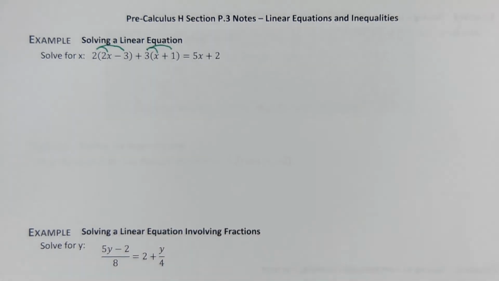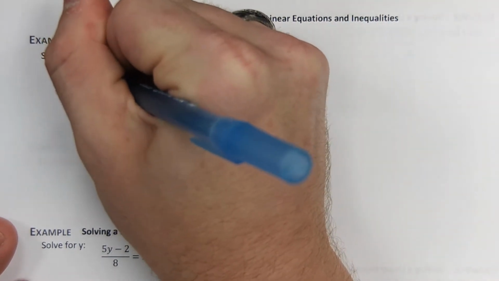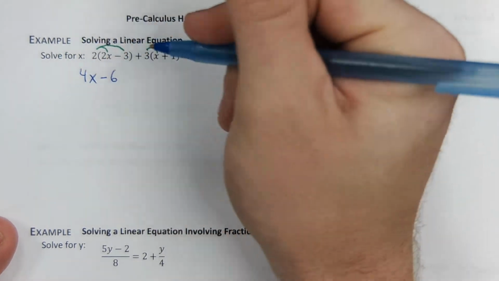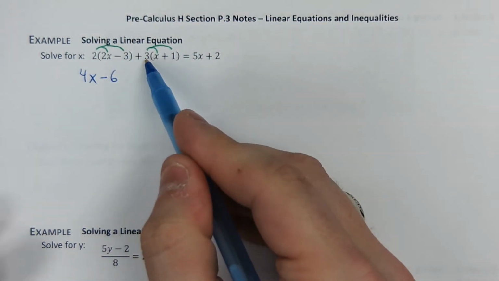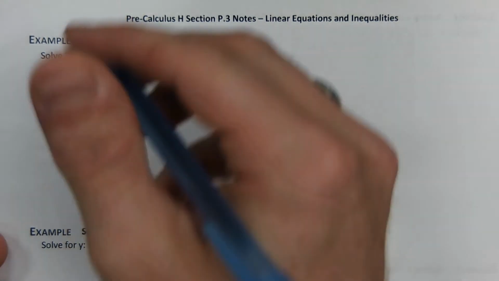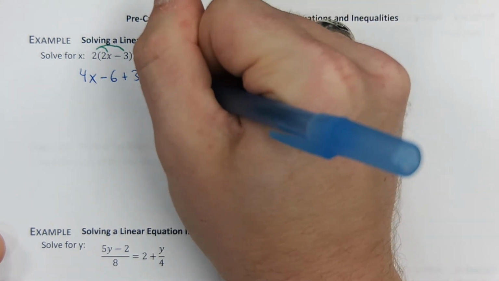All right, let's distribute that first 2. 2 times 2x is 4x, and then minus 2 times 3 is 6. Again, I'm distributing a positive 3, not a negative 3, so it's actually a much easier question. Distributing 3 to the 3x plus 3x, and the 3 to the 1 plus 3.